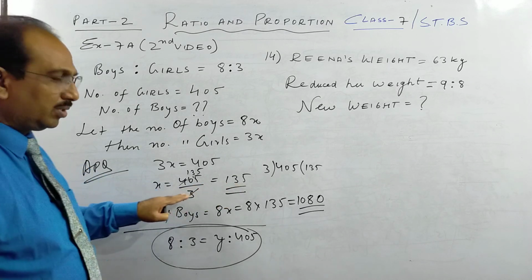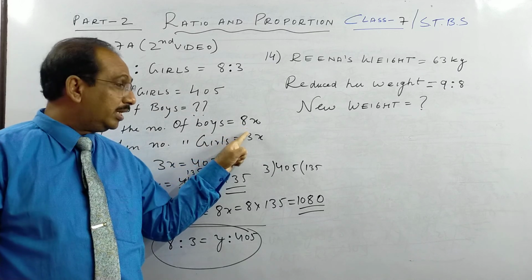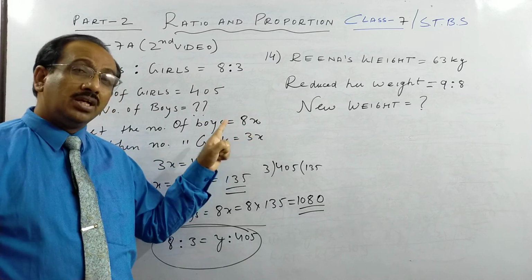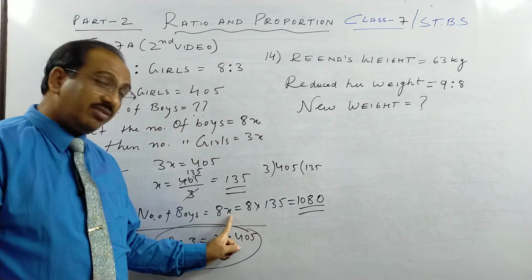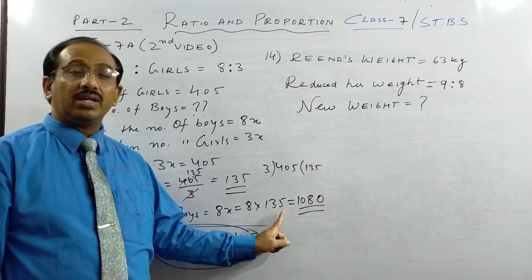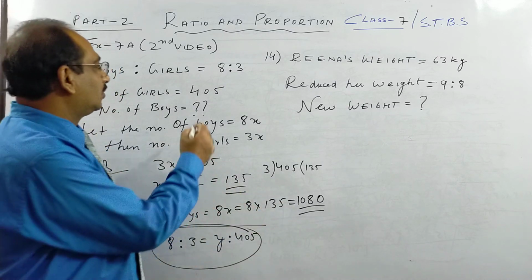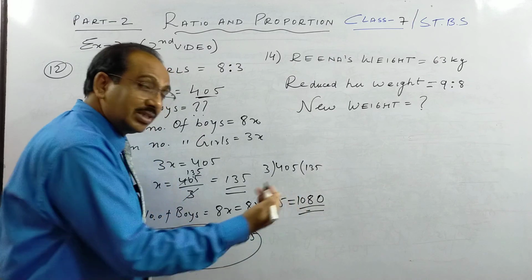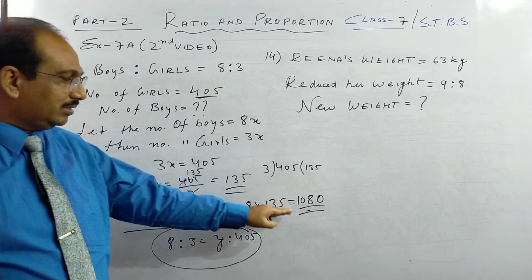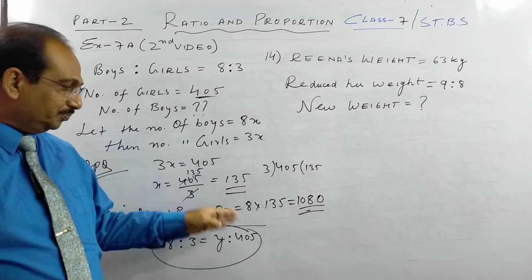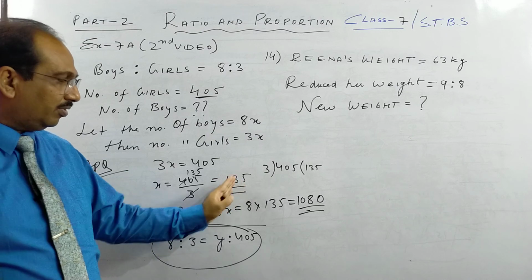Suppose somebody asks you over here, children, what is the total number of students? The total number of students will be, children, 8x plus 3x, 11x. So the answer will be 11 into 135, total number of children. Otherwise, add boys and girls, and you will get the same thing. So suppose they ask you what the total is. This is one way, directly add boys plus girls. Or you find 11x, the sum of the ratio, 11 into 135.